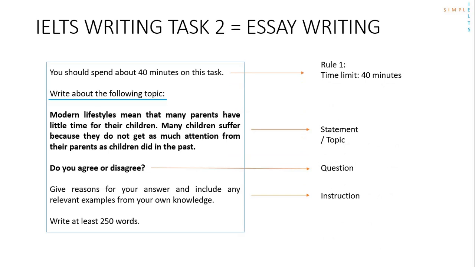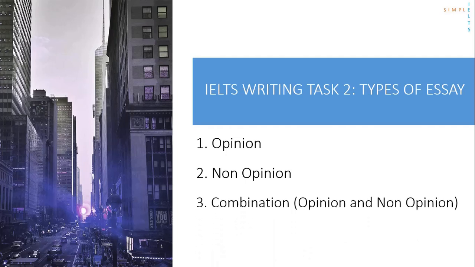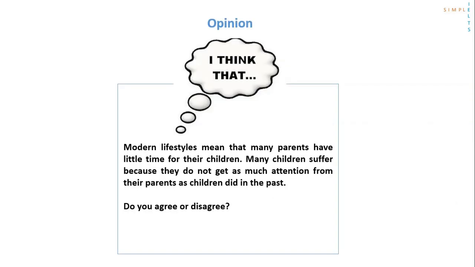And then there are two rules. First is that you only have 40 minutes to write down your essay, and then the second rule is the number of words that you have to write down is 250. Less than 250, you will lose your marks or scores. Okay, so let's get on to the business. The types of essay, there are three: opinion, non-opinion, and combination of opinion and non-opinion.